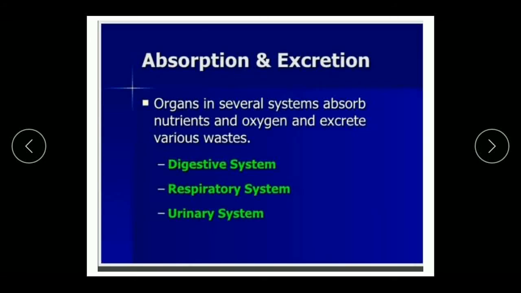Next one, absorption and excretion. Organs in several systems absorb the nutrients and oxygen and excrete various wastes, like the digestive system, respiratory system and urinary system.